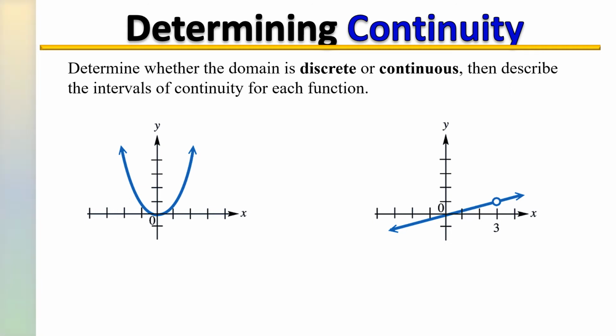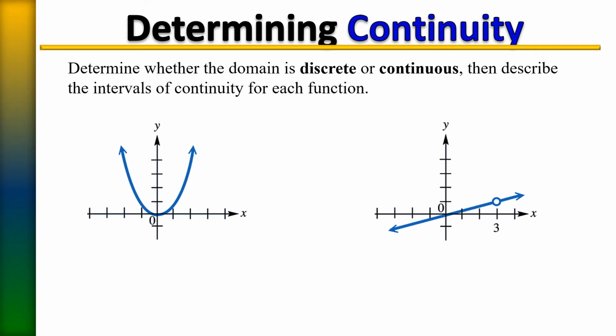Determine whether the domain is discrete or continuous, then describe the interval of continuity for each function. So let's take a look at the first function. We want to know if it is discrete or continuous. So all we have to do is take our pencil, and if we can sketch or draw that domain without lifting up our pencil, and if we do not see any breaks or points of discontinuity along that domain, then it is said to be continuous over the entire domain.